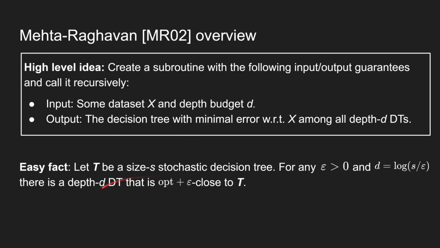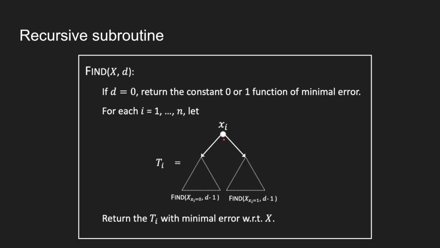And to get around this depth parameter, because we're using size as our main parameter, it is just a true fact that if T is a size S stochastic decision tree, there is a depth D decision tree for D equals log S over epsilon that is opt plus epsilon close to T. And you get that by just cutting off all of the paths that are longer than D and replacing them with arbitrary leaves. So Mehta and Raghavan is actually an optimization of this algorithm, but for simplicity, we'll discuss the non-optimized version.